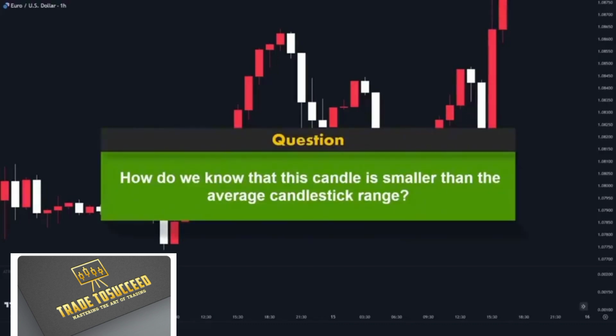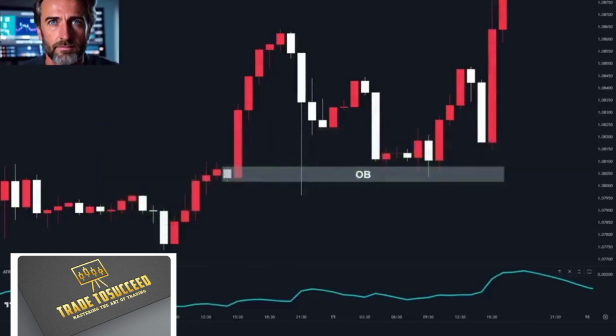But how do we know that this candle is smaller than the average candlestick range? We will measure it by applying the ATR indicator on the chart. The average true range, or ATR, is an indicator that measures market volatility. It gives you the average size of the previous 14 candles in default settings. So here is an extra rule for marking the order block zone.